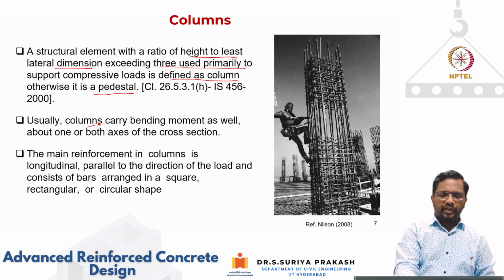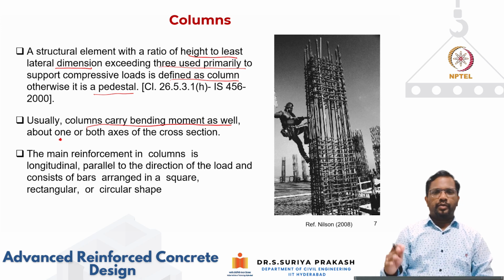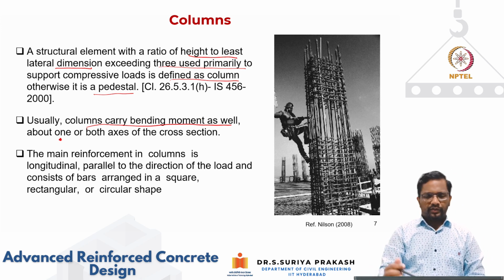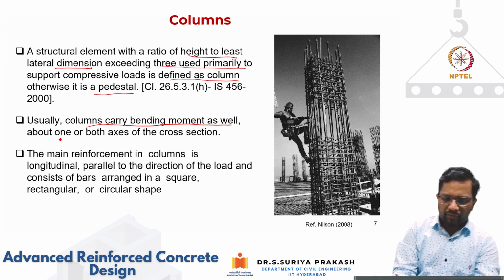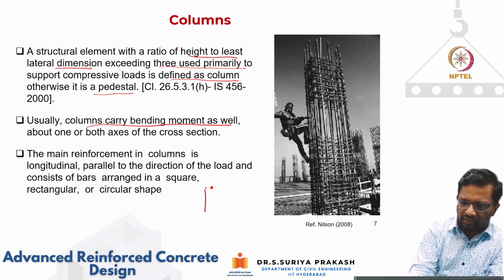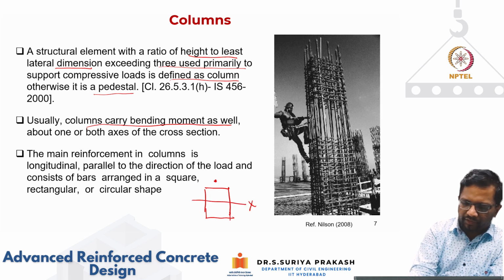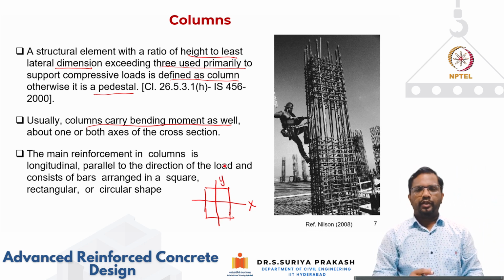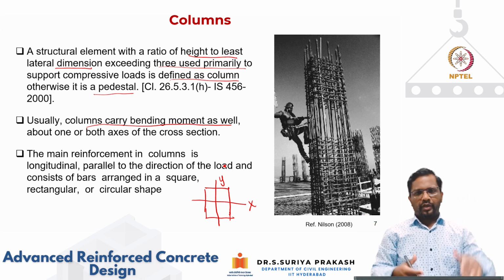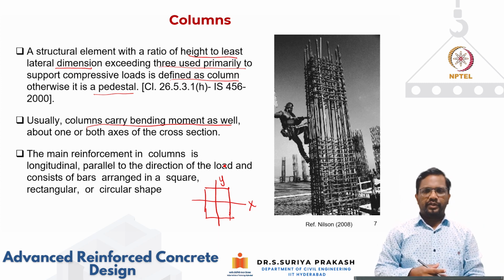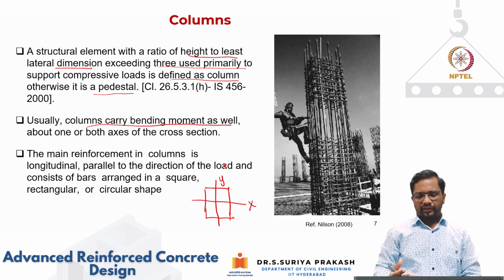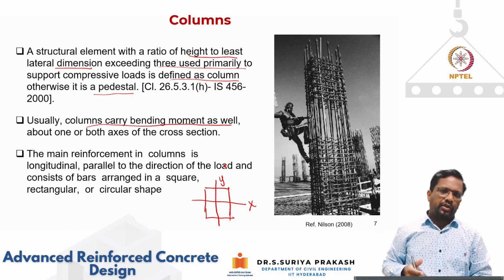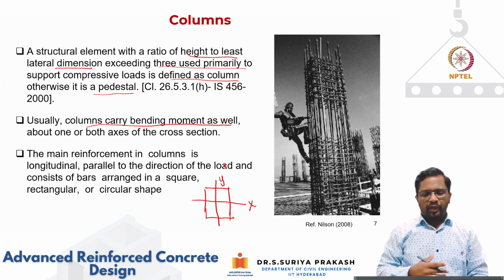So usually the columns carry bending moment as well. The bending moment can act about either one axis or two axes. If you look at this as the cross section shape of your column, it can bend about this axis and about this axis as well. So you can have bending moment about both axes, and whatever axis crosses through the larger length of the section, we call that the major bending axis. The one cutting through the shorter dimension of the cross section, we call the minor bending axis.